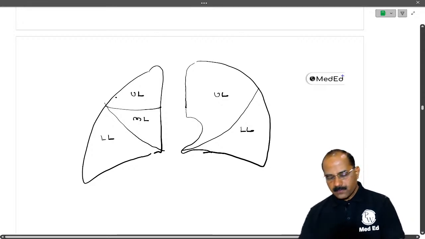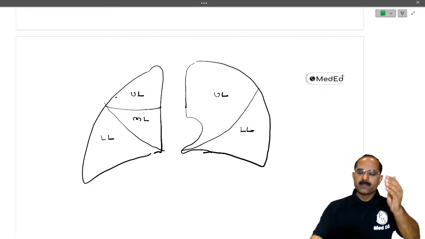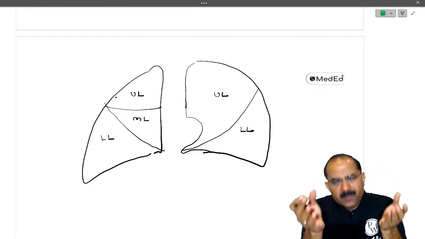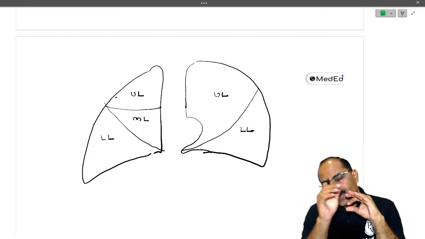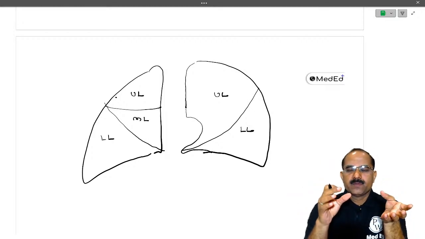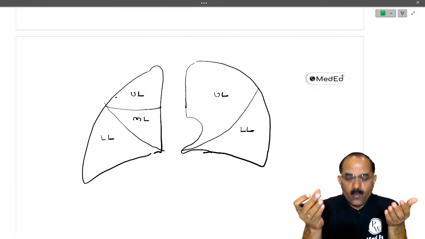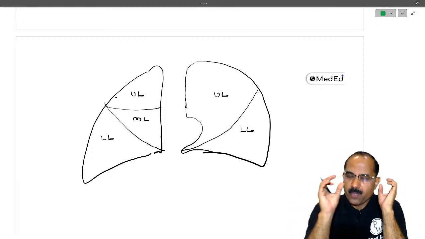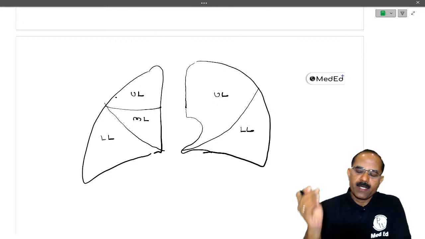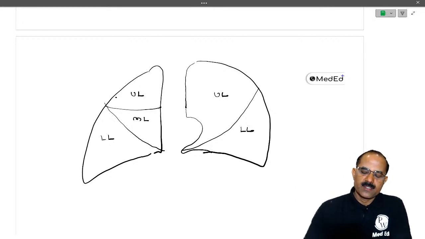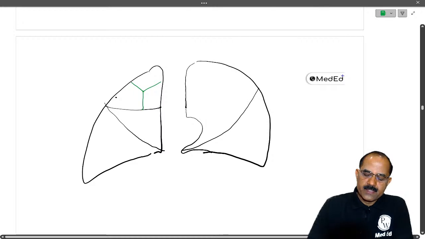Okay. Now coming to the bronchopulmonary segment. अब what is a bronchopulmonary segment? It's a part of the lung which is supplied by one tertiary bronchus. Bronchopulmonary segment is a part of the lung supplied by one tertiary bronchus. ठीक है? अब देखिए bronchopulmonary segments of the left lung upper lobe. ये पता है ना आपको? Left lung upper lobe के bronchopulmonary segments कितने होते हैं?